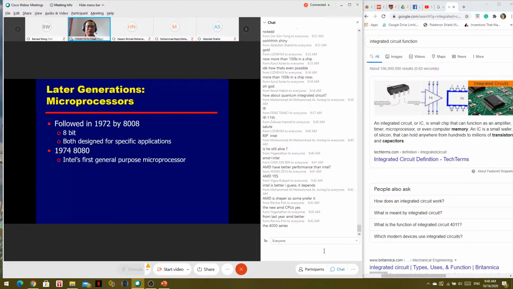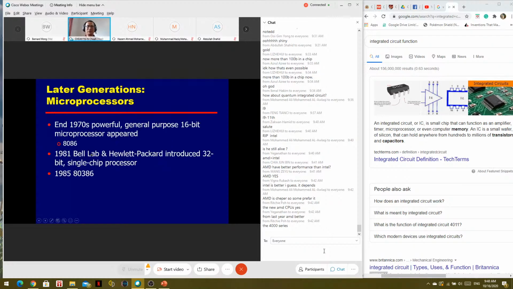Okay, and then in 1974, it's 8080, right? And then later, at the end of the 1970s, came the so-called famous 8086. That's why in our modern-day i5, i7 machines, that architecture is an x86 architecture, all right? It was all based on this 8086 machine, and all the later architectures follow that same concept.